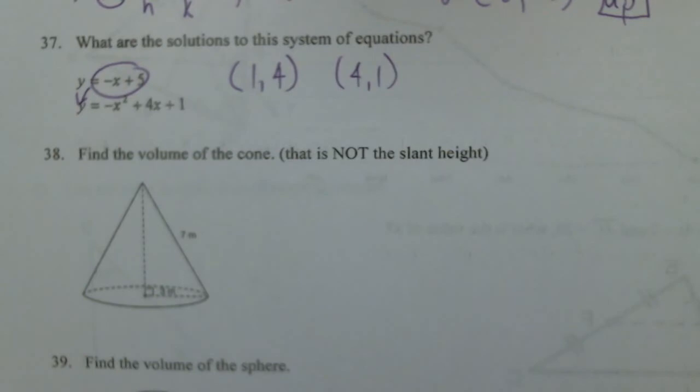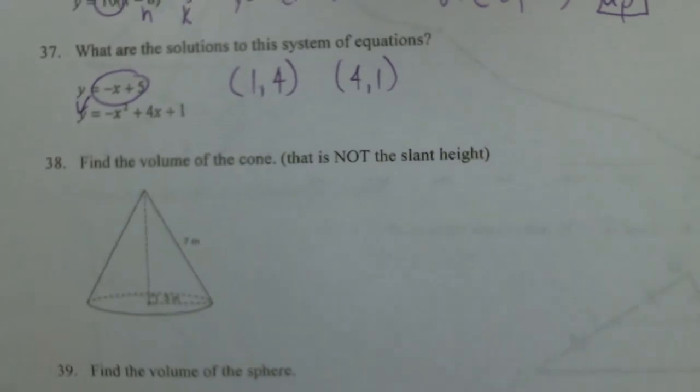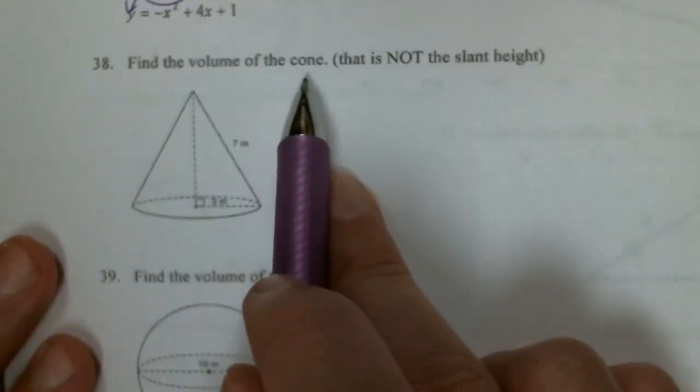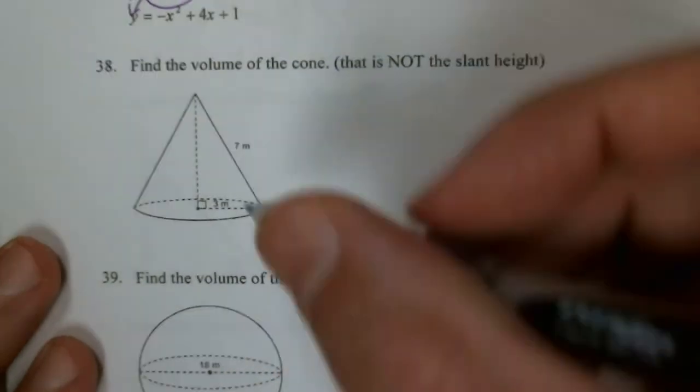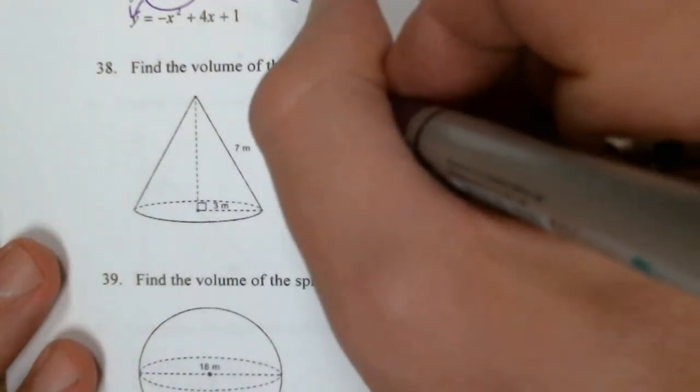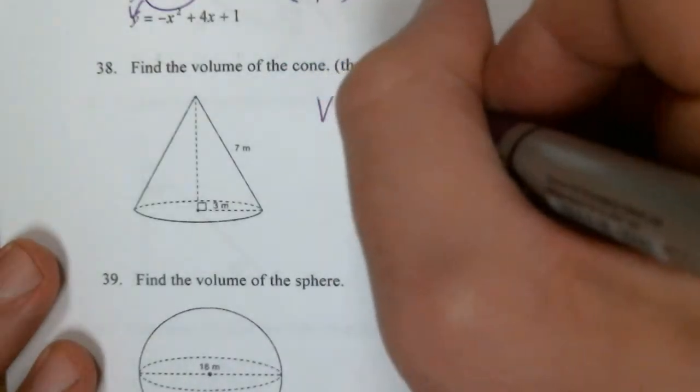Whew. Take a deep breath. We have just exited the land of quadratics. The land of quadratics. Ooh, let's go to some easy stuff. Volume. Find the volume of the cone. This is not the slant height. I know it looks like it might be the slant height, but that's not. That's just the normal height. You will have the volume formulas on the test. I'll give those to you.